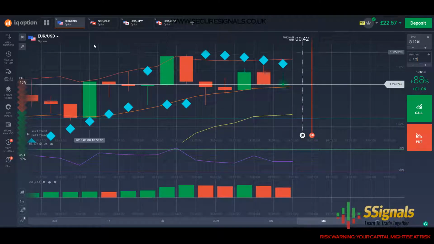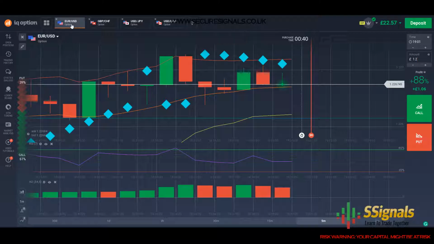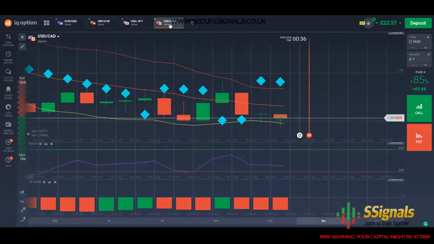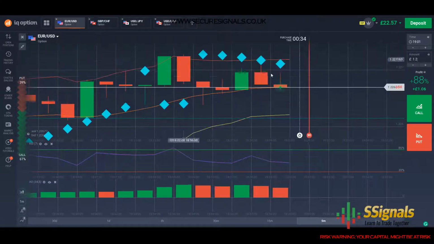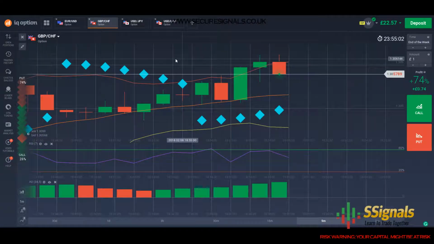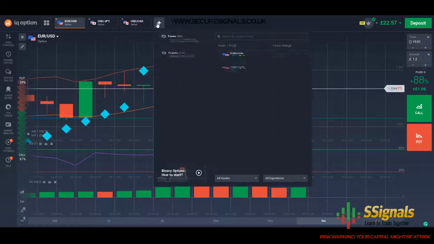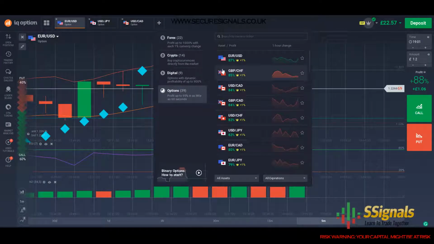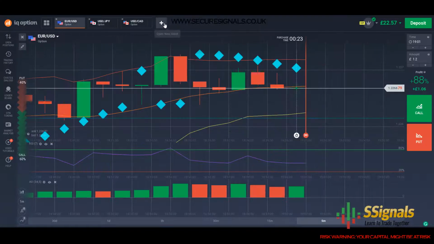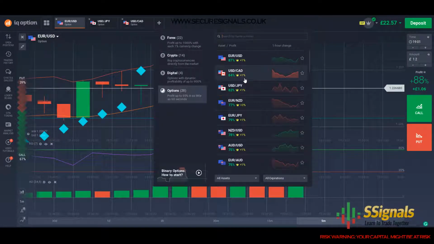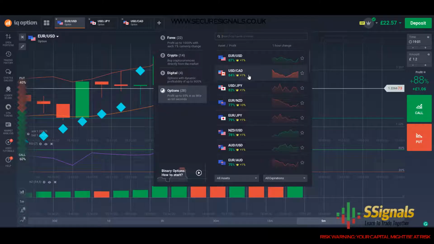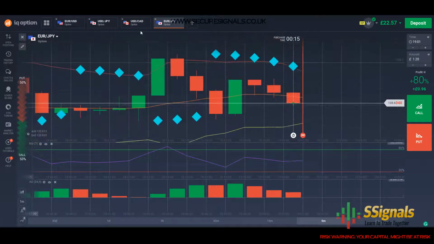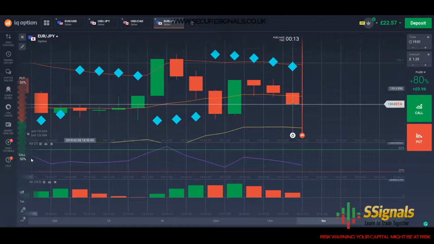As you can see, I've got 4 pairs open: Euro USD, GBP CHF, USD JPY and USD CAD. Really I've just picked them because they've got the higher payouts. I might just get rid of GBP CHF actually. Yeah, it's closed. And I might open Euro JPY. Alright, so these are the 4 pairs I'm going to be doing.